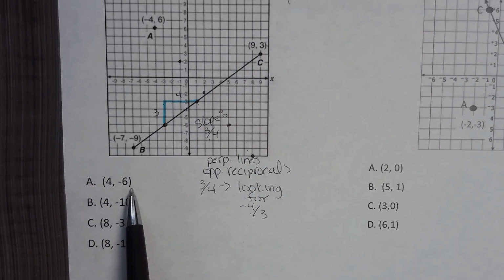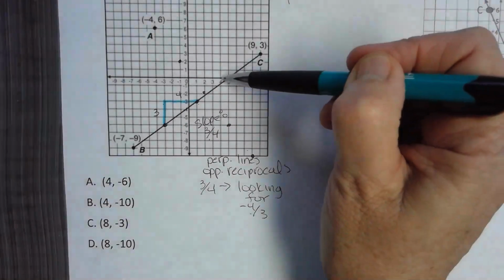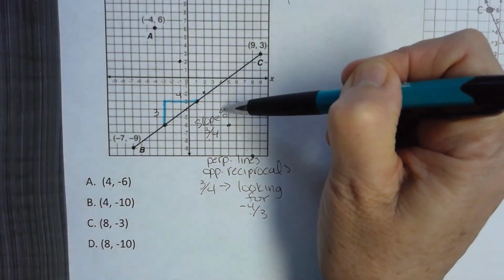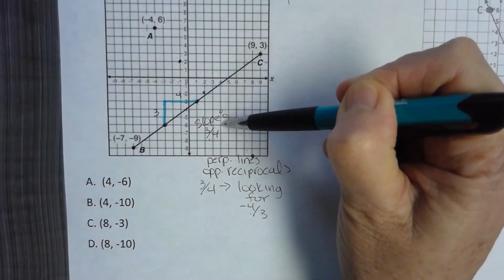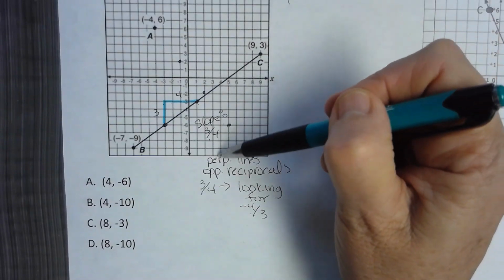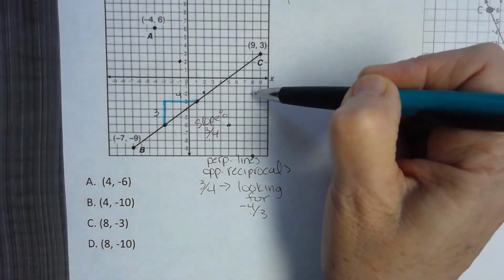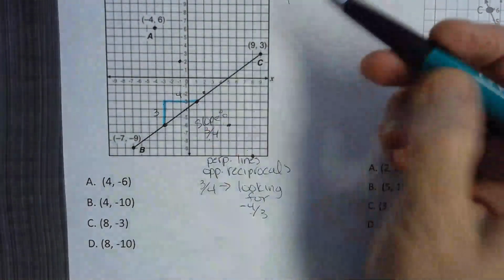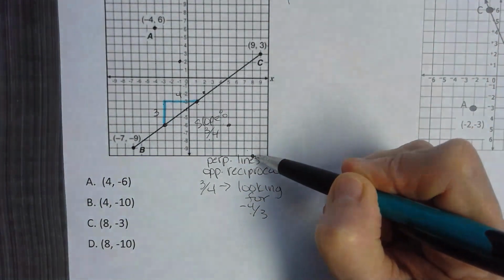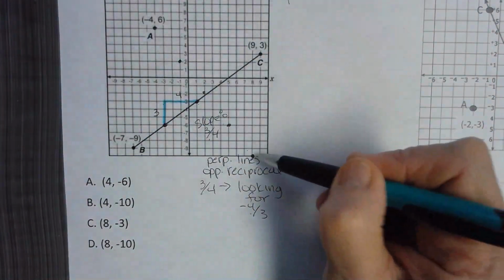Okay, so 4, negative 6. That's not on the line. 4, negative 10 is not going to be on the line. 8, negative 3 is not on the line. 8, negative 10 is a point that we found that would be on this line.